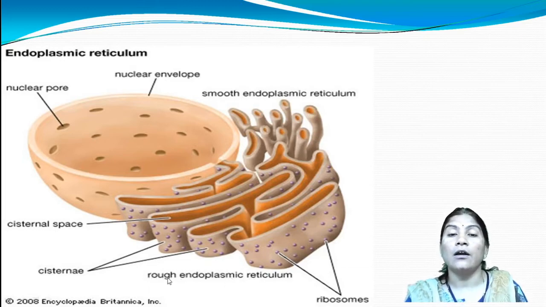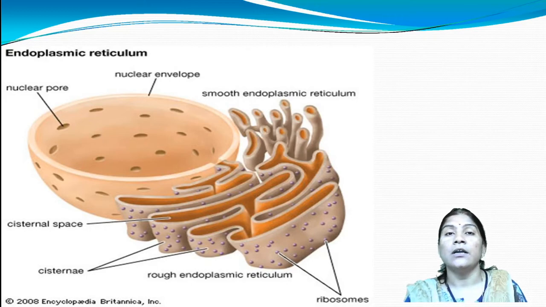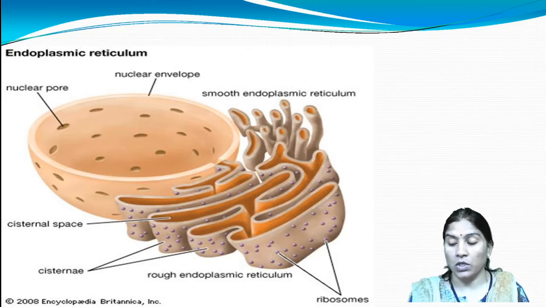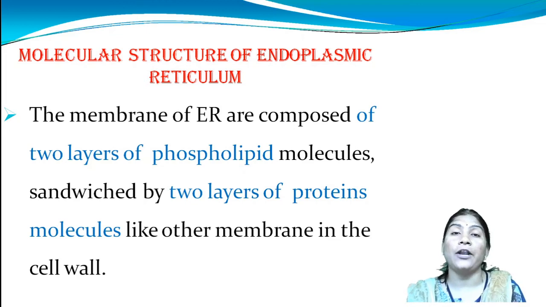We know that the rough endoplasmic reticulum includes these cisternae with the ribosomes, which contain different enzymes and proteins, for example, glycoproteins. Okay. So, next to this, we learn the molecular structure of the endoplasmic reticulum.